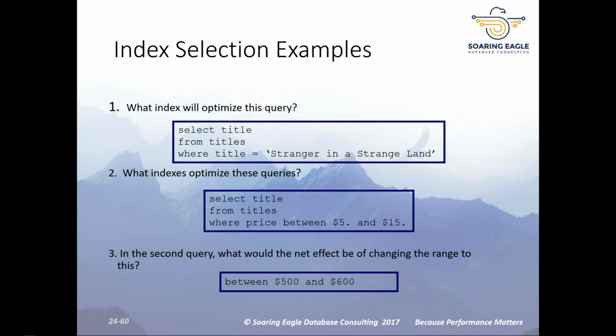Select title from titles where price is between $5 and $15. Now, this becomes interesting. If I create an index on price, and I'm at, say, a Barnes & Noble, I can have a very large number of books between $5 and $15. This may exceed a big percentage of the table. As I start to exceed a large percentage of the table, let's think about this one for a minute.